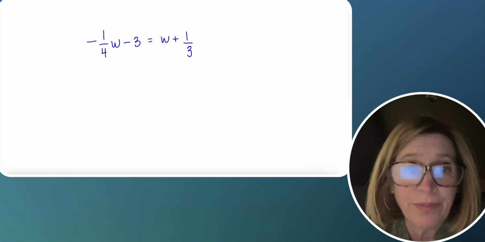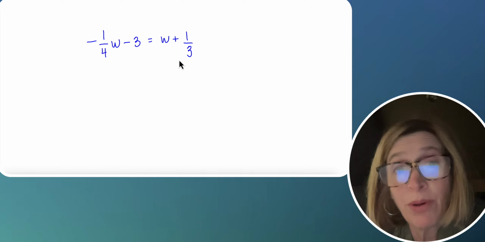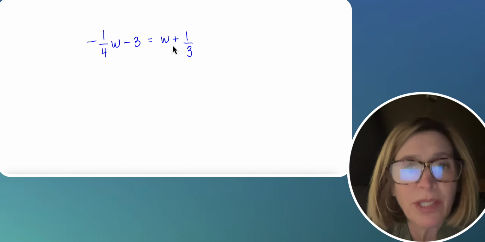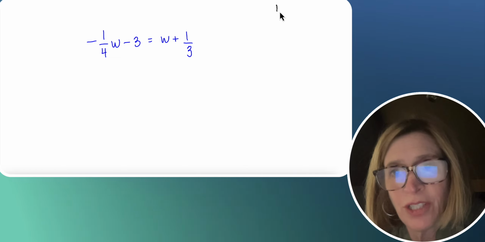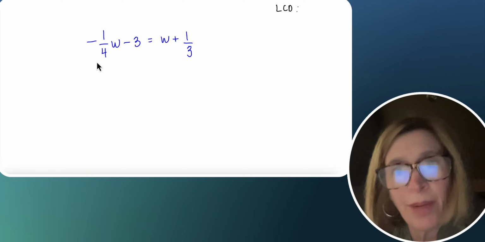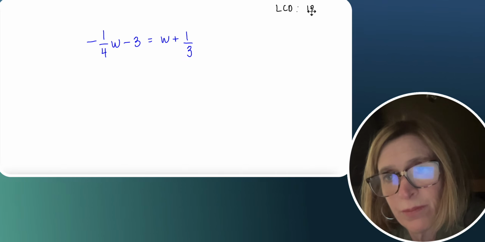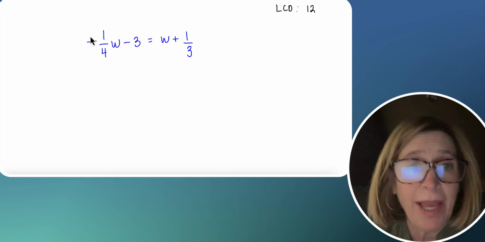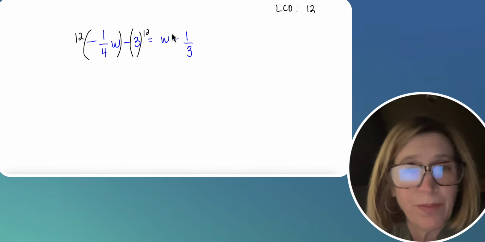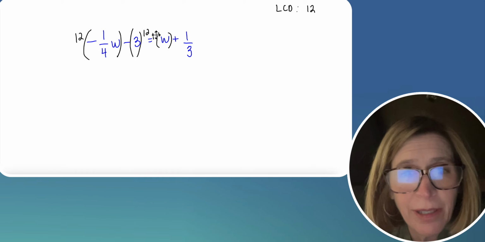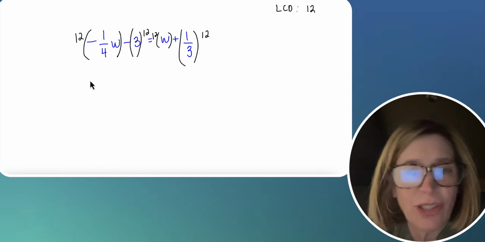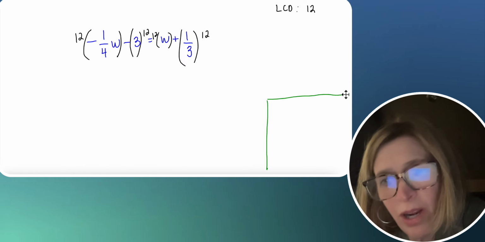Let's try one more. All right, so now we have variables on both sides of the equation. So I have negative 1/4 w minus 3 equals w plus 1/3. Okay, so I'm going to first find my LCD. So 3 and 4, their lowest common denominator would be 12. All right, so that means I have to multiply every single term by 12. Even this little guy here, even this little guy here. Sorry, it's a little messy. All right, so I'm going to make my little area to do my work.